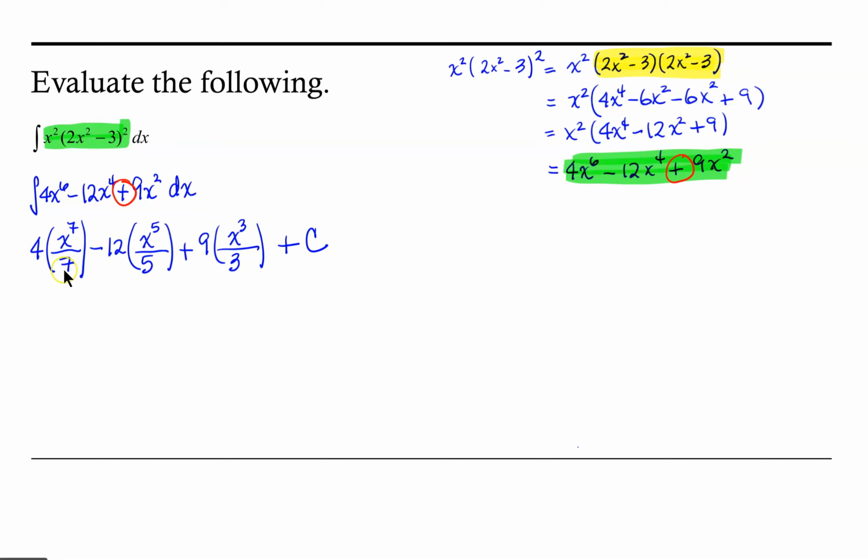Now, looking across our antiderivative, looking for things that can simplify, the only thing I see that can be simplified is this denominator of 3 can divide into that coefficient of 9, and a 3 would be remaining. So our antiderivative here is 4/7 x to the 7th minus 12/5 x to the 5th plus 3x cubed plus c.